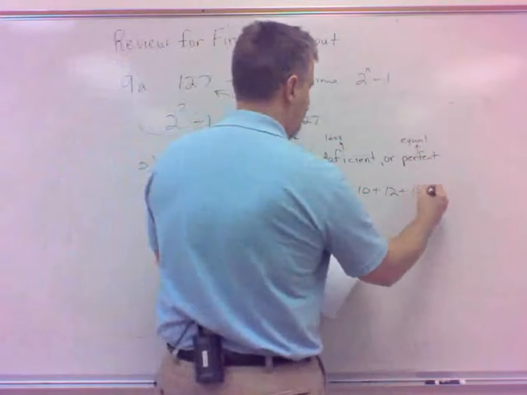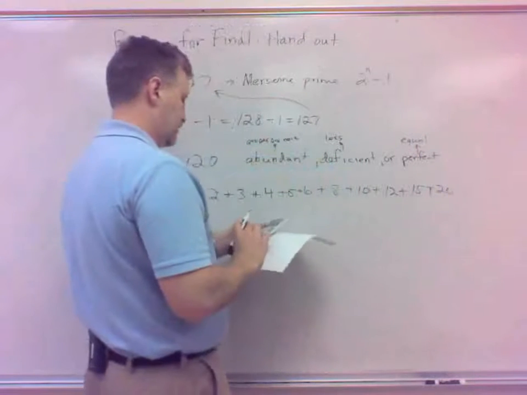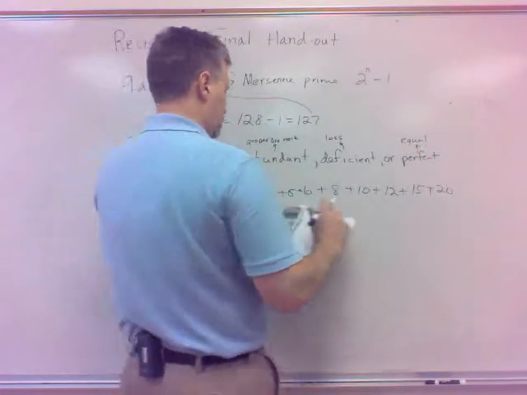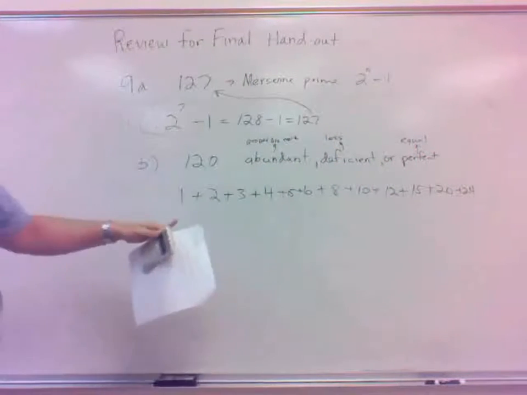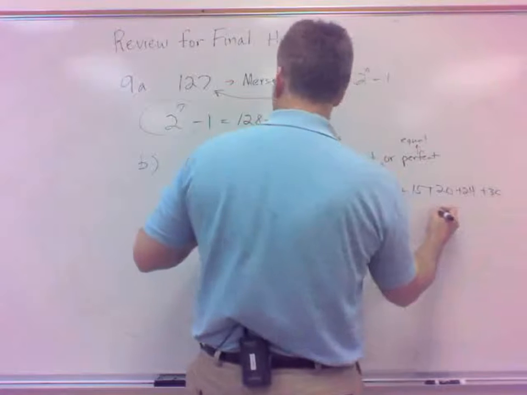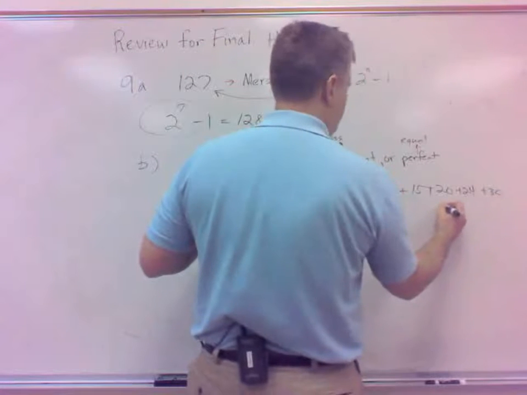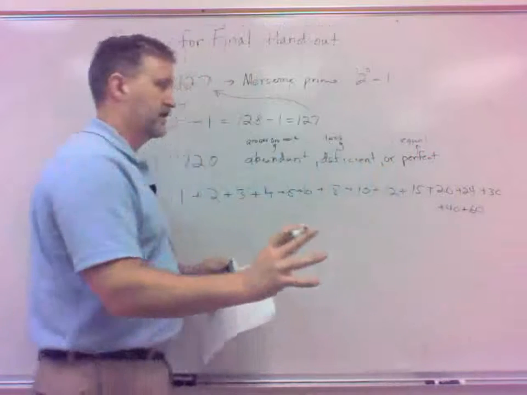15. Yeah. 6 would go with 20. 5 would go with 24. And 4 would go with 30. Oh, we got a bunch. 3 would go with 40. 2 would go with 60, and 1 would go with 120, but it doesn't count.